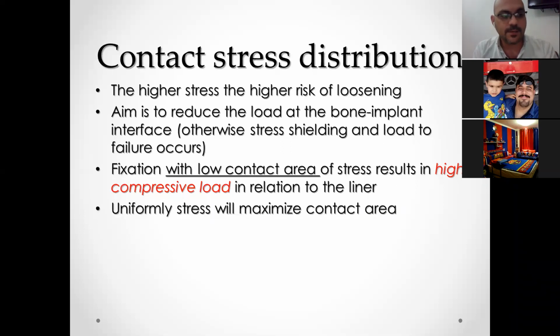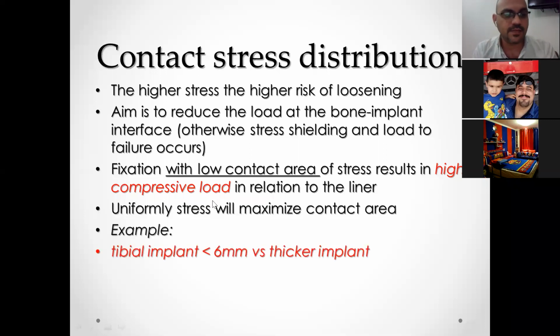Generally speaking, a tibial implant which is less than 6 millimeters is not used because it is too flexible and may cause mechanical deformation because of high stress on this low area. A thicker tibial component can provide an increased distribution of the contact stress between the bone and the implant. But if you increase this, the lever arm will be shifted, increasing the shear stress and the risk of loosening, of course.